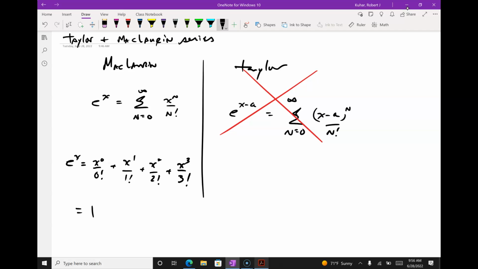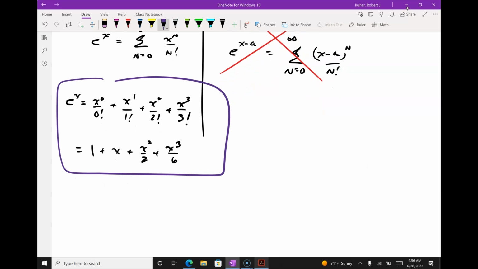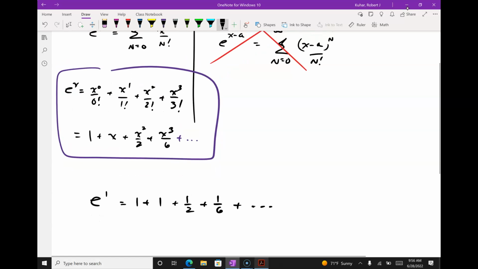And I'm going to simplify that. I get 1 plus x plus x squared over 2 plus x cubed over 6, plus dot, dot, dot. And so look at what I can do with this. If I plug the value of 1 into all my x's, and then I go to my calculator and see how close this is. What do we know about e? About 2.7, 2.718.